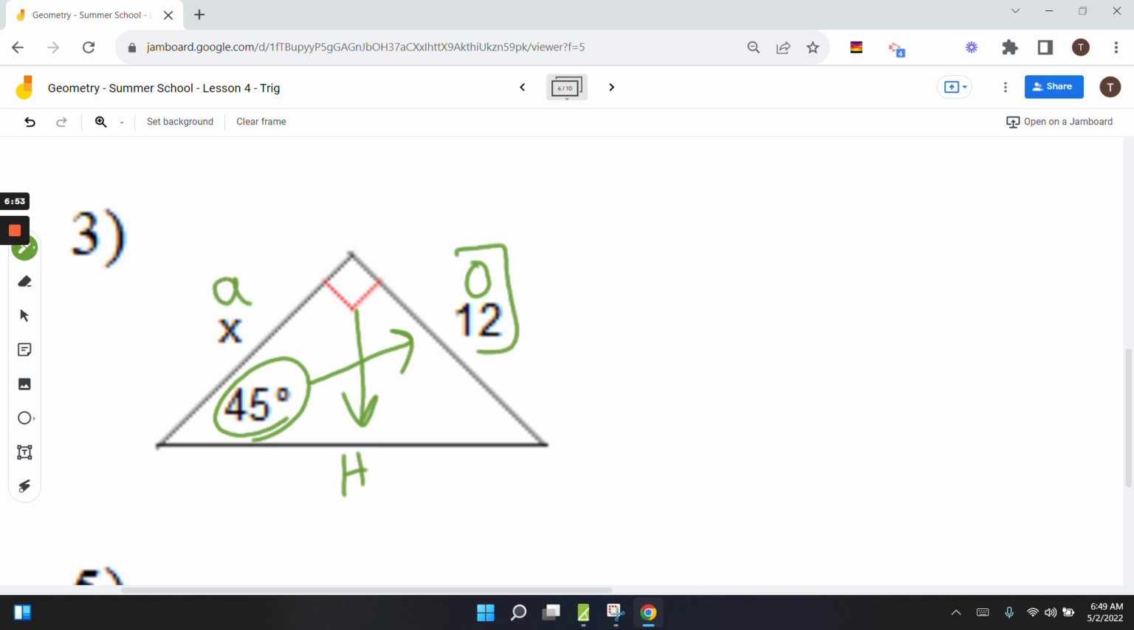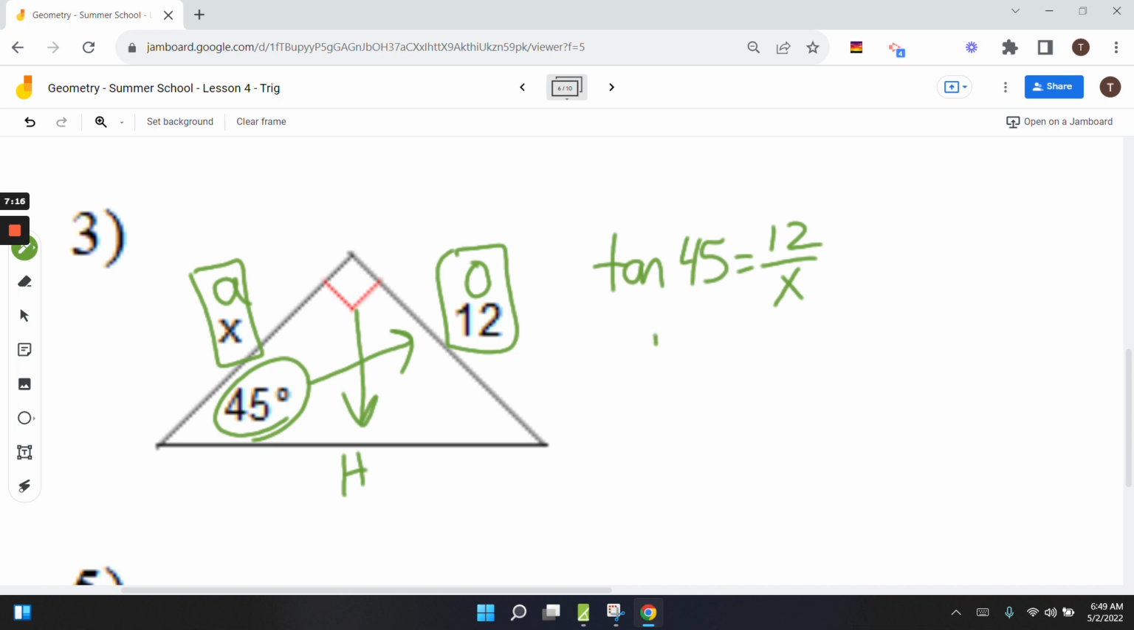Now, tangent of 45 is going to be something special. It's just going to be 1. So cross multiply. For this one, I just get x equals 12. And we could think about why that is. It's an isosceles triangle. But we don't have too much time to go into that.